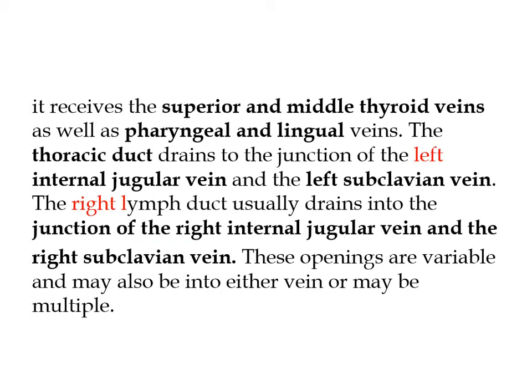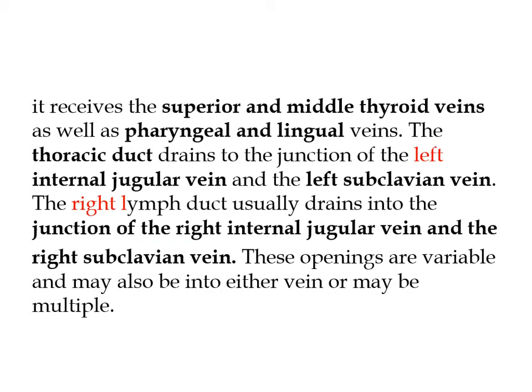The thoracic duct drains to the junction of the left internal jugular vein and the left subclavian vein. The thoracic duct, which drains the lymph, drains into the venous system, at the junction of the left internal jugular and left subclavian. Left internal jugular, left subclavian, and thoracic duct join together to form the left brachiocephalic vein.